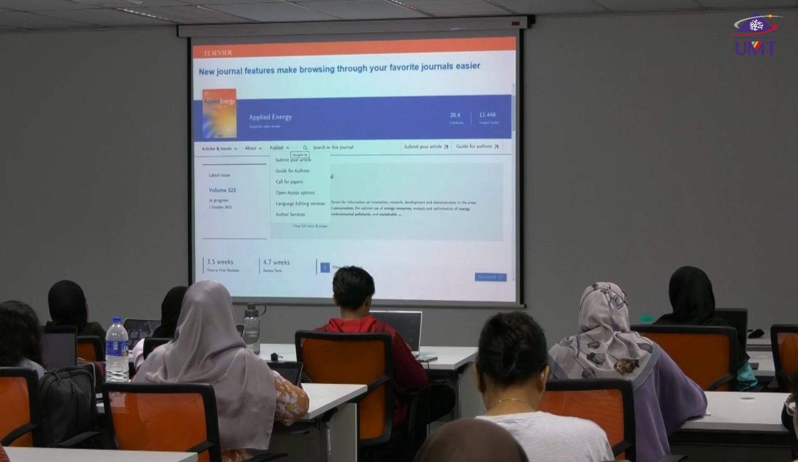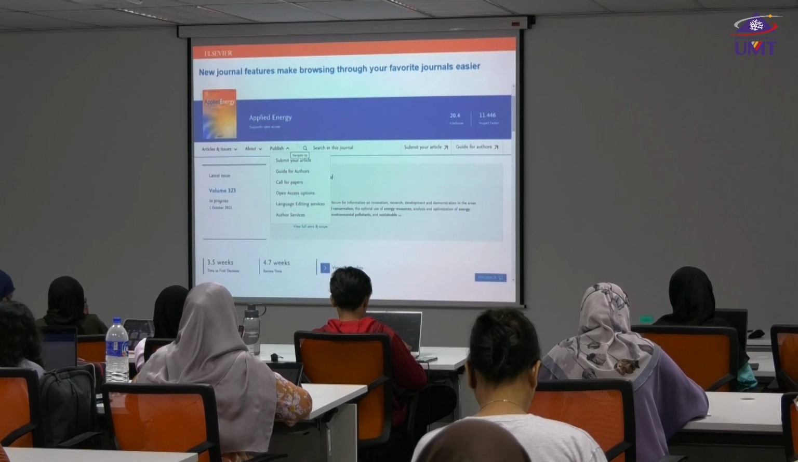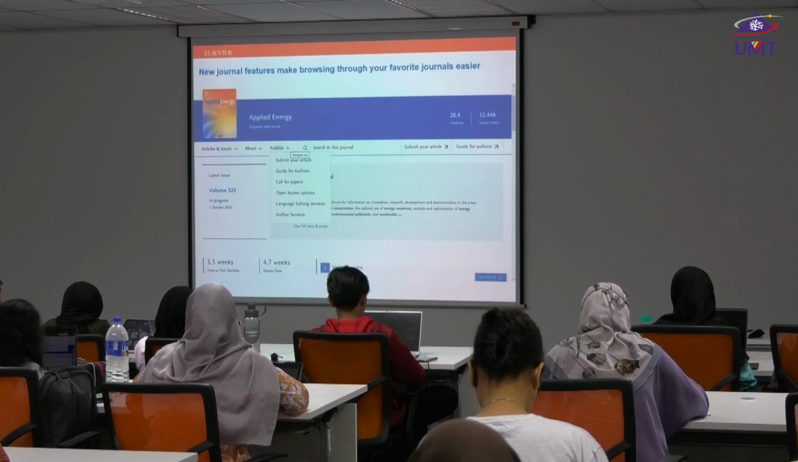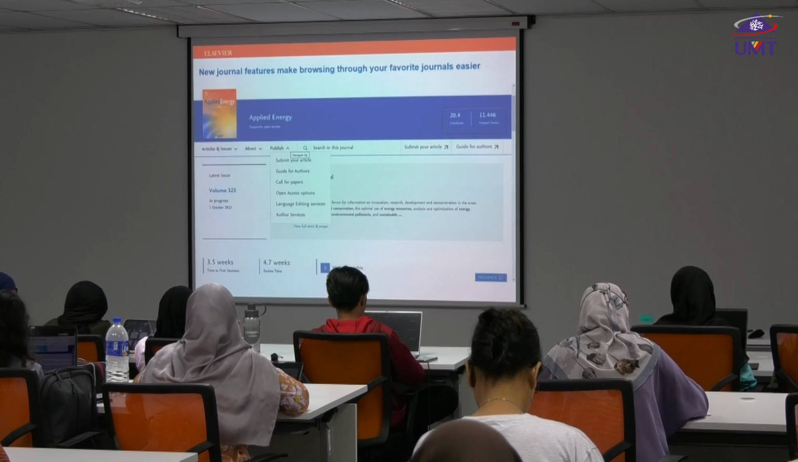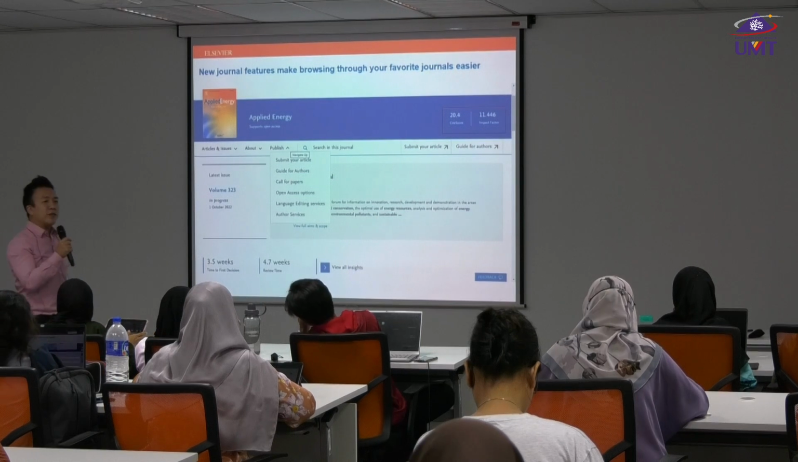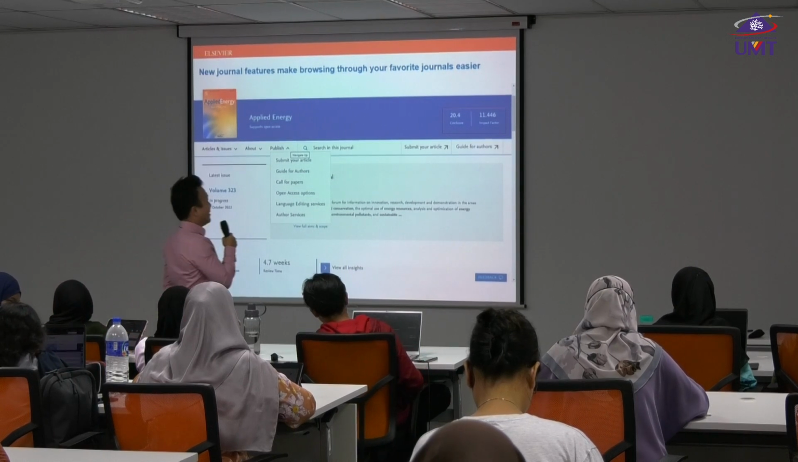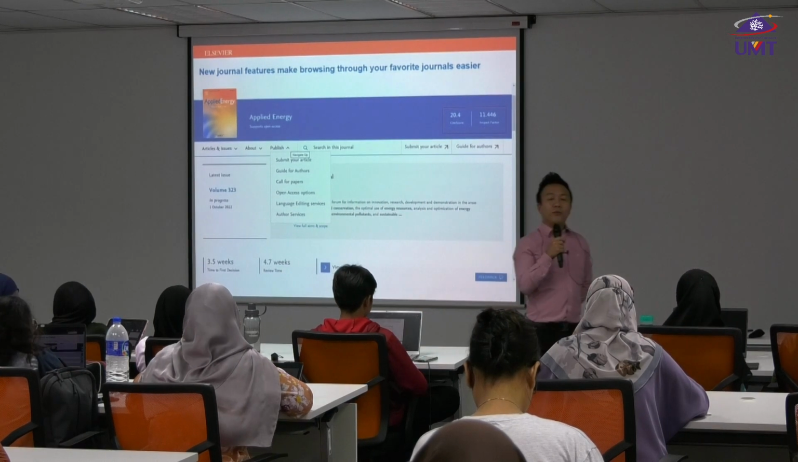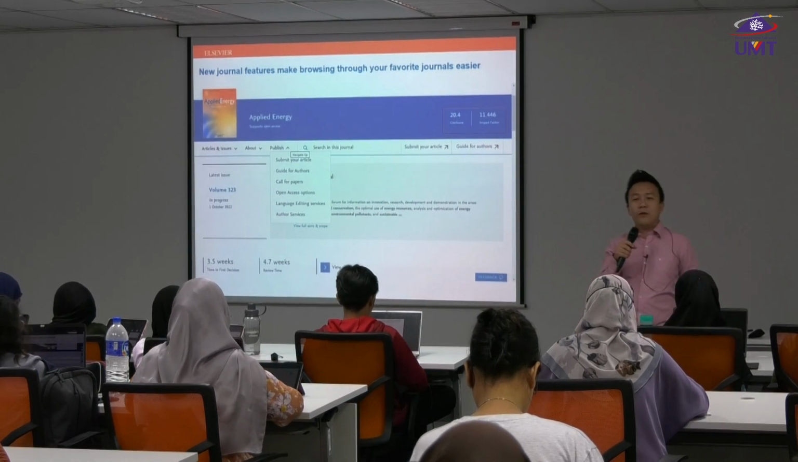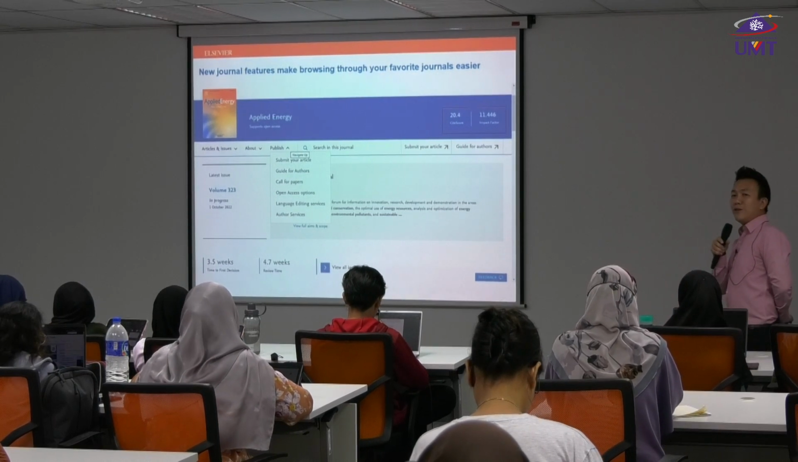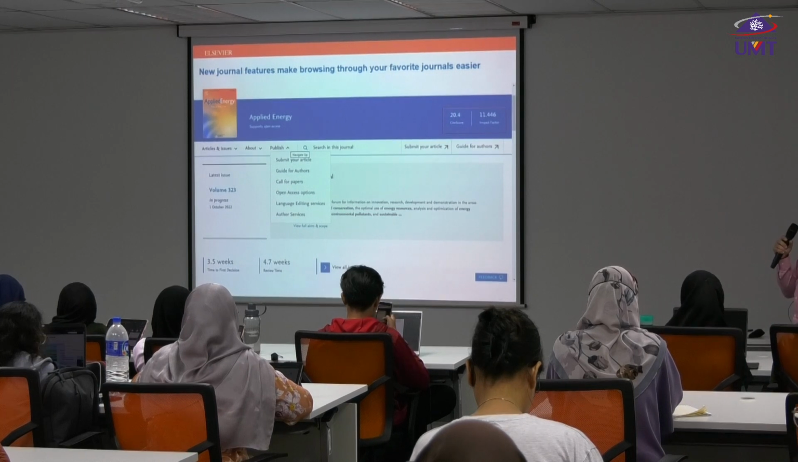So new journal features make browsing through your favorite journal easier, right? This is the page of certain journals, which will be more relevant for postgraduate students. And postgraduate students probably want to find journals to submit to. Later on, I believe their supervisor would not simply let you submit. They will first ask you, what is the impact factor or what is the CiteScore of this journal? Who owns the journal and who is the publisher, right?